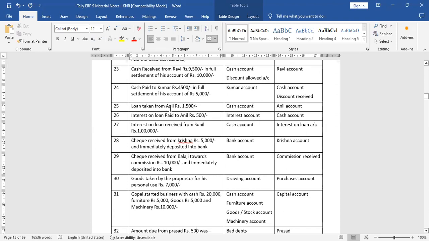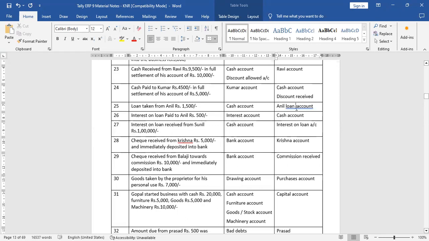Next one, loan taken from Anil. So loan taken from Anil means Anil is a giver or receiver? Giver, credit side. Now cash comes in or goes out? Comes in. Here you mention the Anil loan account. Why do you mention the Anil loan account? For your identification purpose. You are taking the loan from Anil.